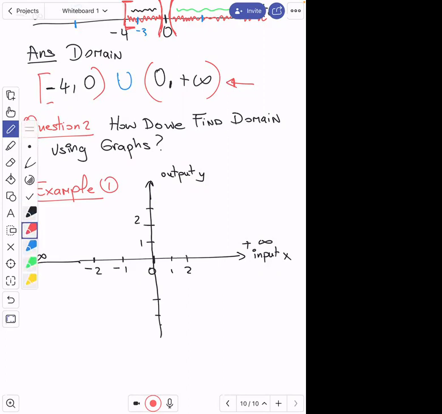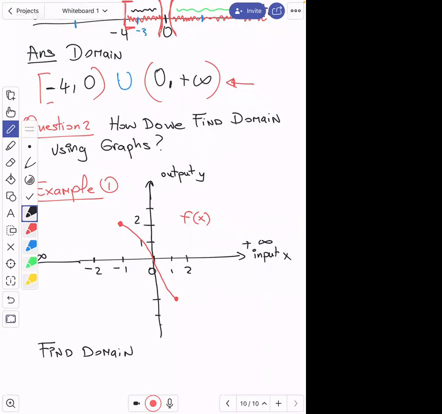Let's say this is the graph of my function f. This is my f of x. This is my graph, and the question, of course, is to find the domain. So I need to find the domain as usual. We are interested in the domain.